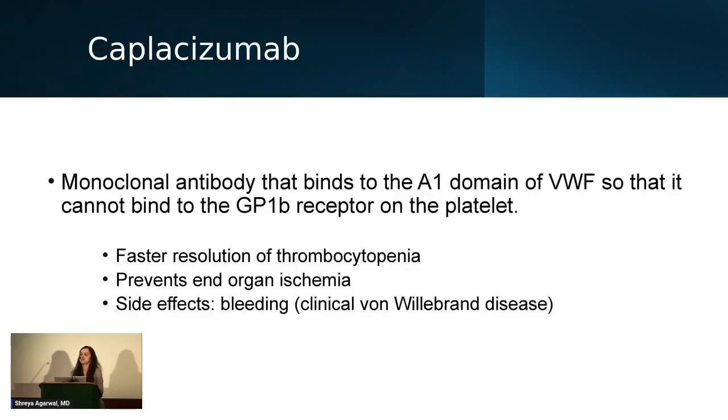So caplacizumab is a nanobody to VWF, and that helps in immune TTP treatment in the sense that it helps in faster resolution of TTP, of thrombocytopenia. It prevents exacerbations of immune TTP. But of course, the one side effect that we always have to worry about is bleeding, because it's a nanobody to VWF. It can produce a von Willebrand-like picture, resulting in bleeding.